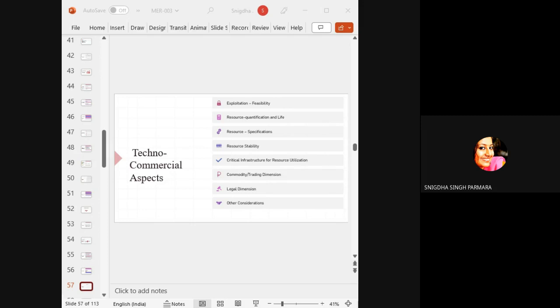Then, resource specifications. What does this mean? You need to figure out why a particular resource is available in a particular area in abundance, or why it is not available in other parts of the country. So you need to figure out what the atmospherical or environmental conditions are that are suitable for a resource to be available in an area.